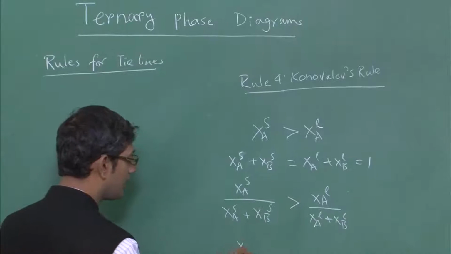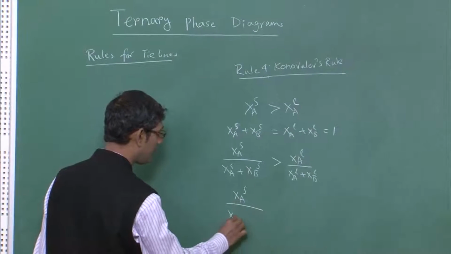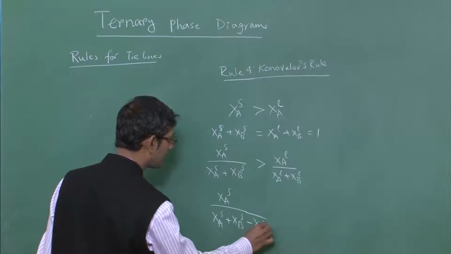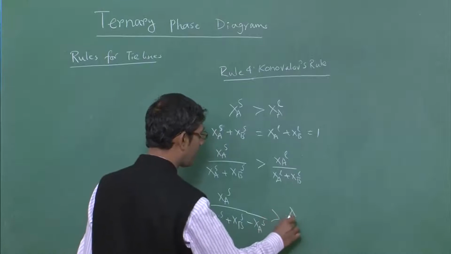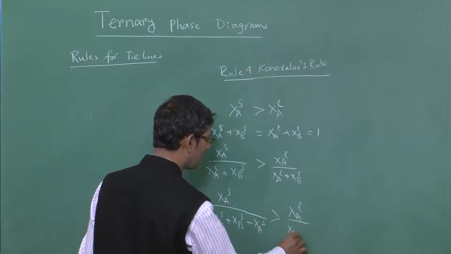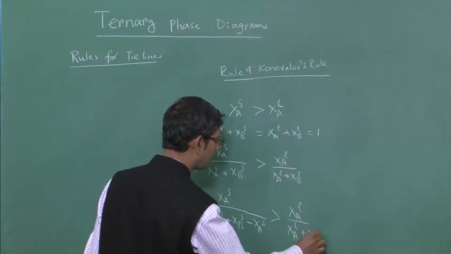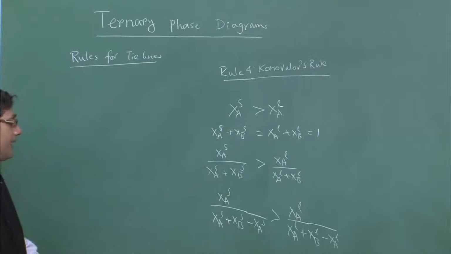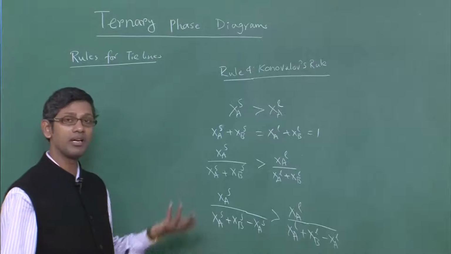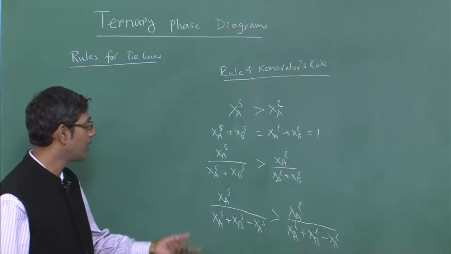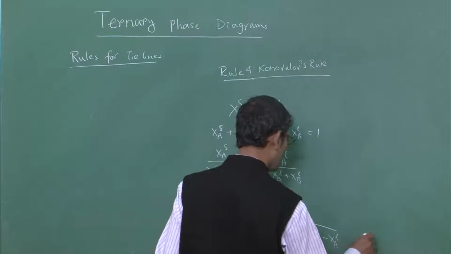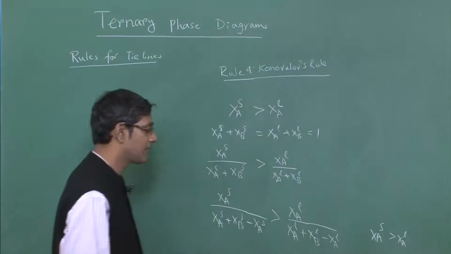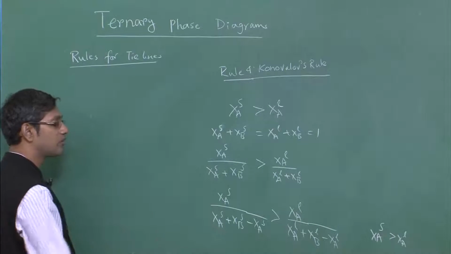So, I can also write X_A^S divided by X_A^S plus X_P^S minus X_A^S greater than or equal to X_A^L plus X_P^L minus X_A^L. You might be wondering what this is. Well, very simple. If I reduce the denominator, the fraction value will increase, right. And here I am reducing the denominator in such a way that X_A^S is greater than X_A^L, correct. So, therefore, this will remain valid.